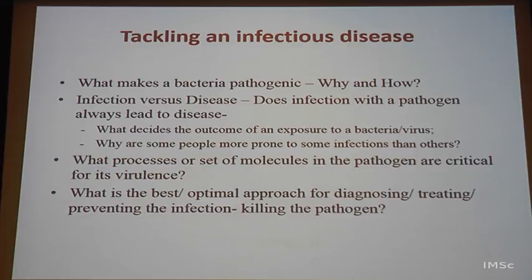Next, what processes or set of molecules in the pathogen are critical for its virulence? Again, take a bacterium such as Mycobacterium or E. coli, it can have something like 4,000 to 5,000 different proteins. Not all of them are important for its survival, and a very small number of them are required for its virulence. So survival is distinct from virulence. It can survive, but it need not cause disease. Survival is of course a prerequisite for virulence, but if virulence factors are triggered in some form, then it can lead to disease.